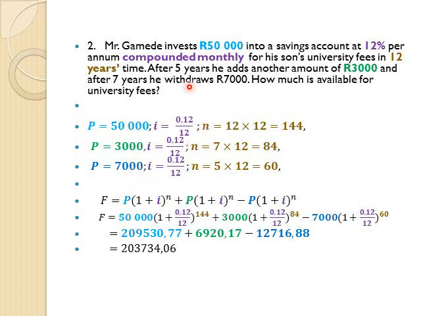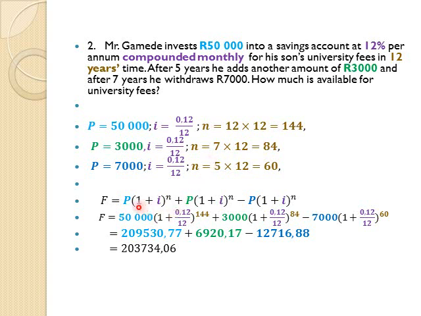So every time you withdraw, you look at your total time period and we subtract from the year you withdraw, so that we know how many years you're losing money. So 12 minus 7 gives me 5 years. So 5 times 12 gives me 60 interest payments I'm losing.